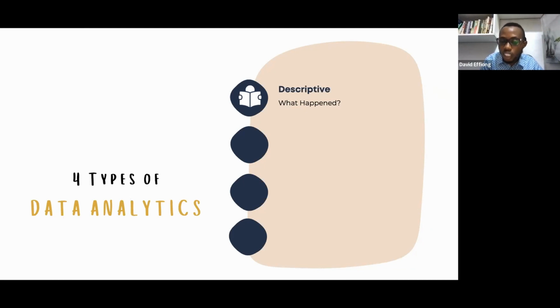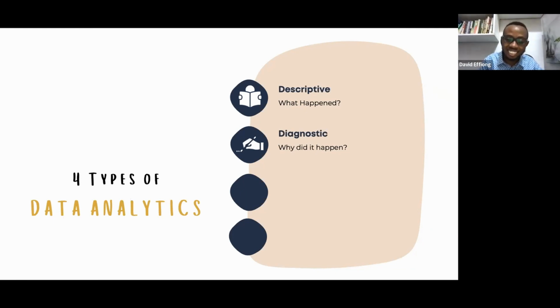Revenue is decreasing. Our customers are increasing. Our customers are decreasing. That kind of a thing, right? It goes to describe, it's telling what is happening in the business, right? That's descriptive analytics. And then the next one we have is called diagnostic analytics.